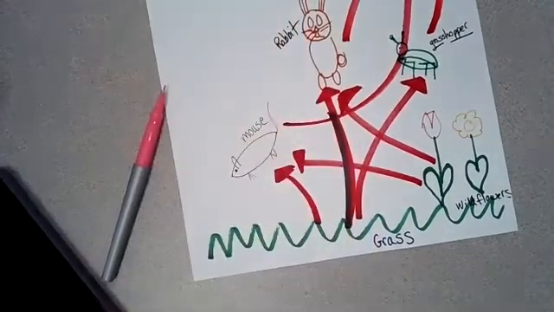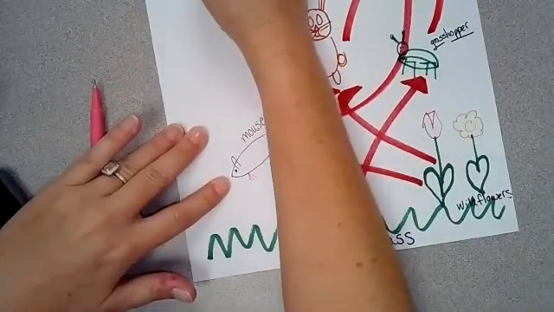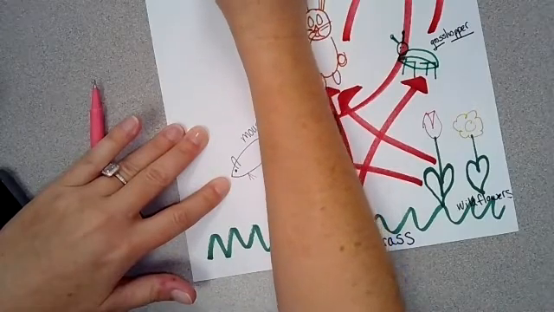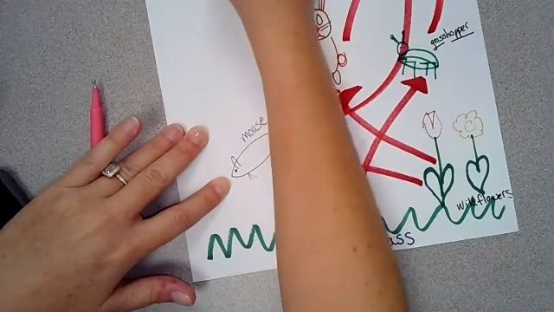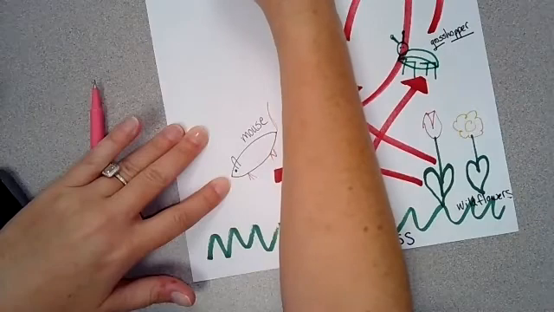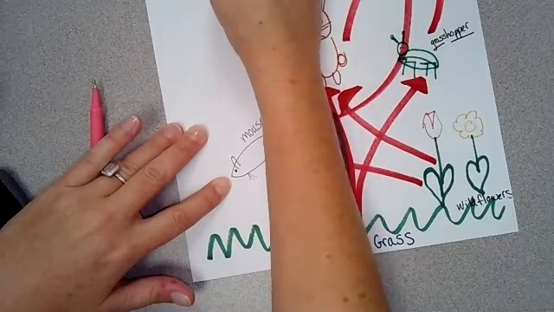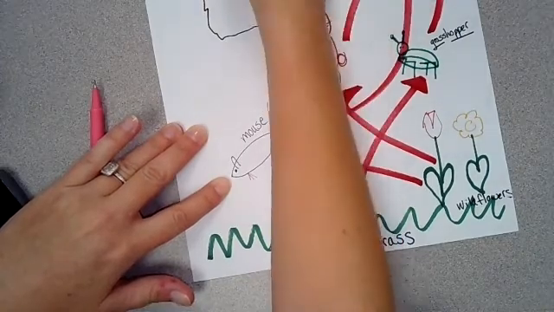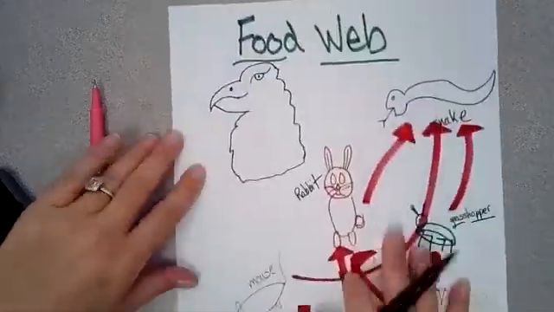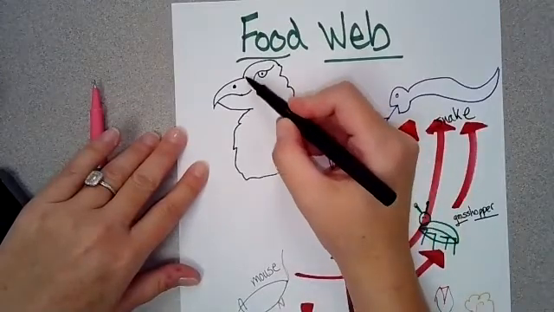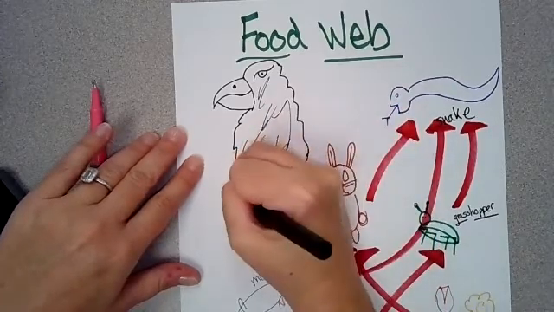Up here, I'm going to put another consumer. We're going to do an eagle. We're going to give it a bill, a little hooked chin underneath, and a mean eyeball, because eagles have those. This is an eagle, E-A-G-L-E.